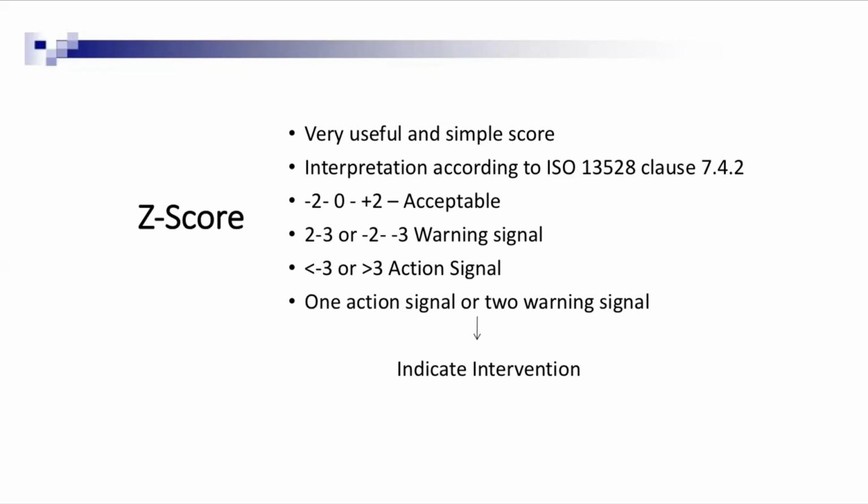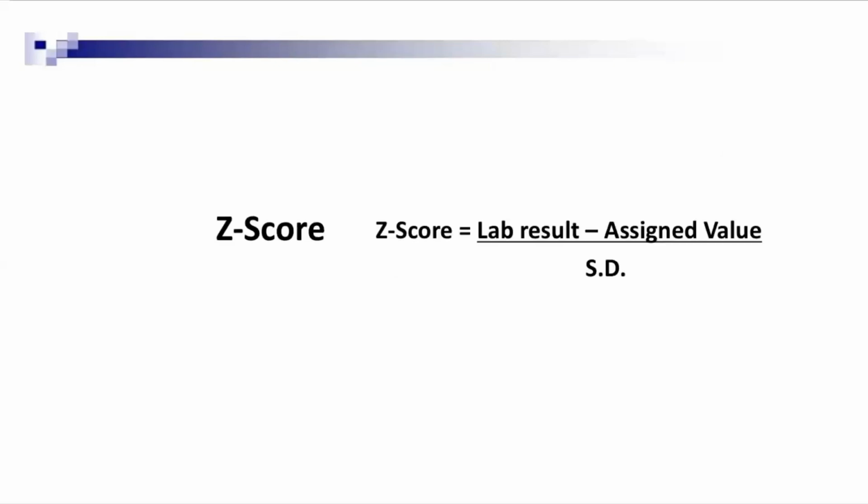If it is between -2 and +2, this is acceptable. If it is between 2 and 3 or -2 and -3, it is a warning signal. If it is more than 3 or less than -3, it is an action signal. One action signal or two consecutive warning signals indicate intervention. Now, what I mean to say with this, we will see in a little more detail.